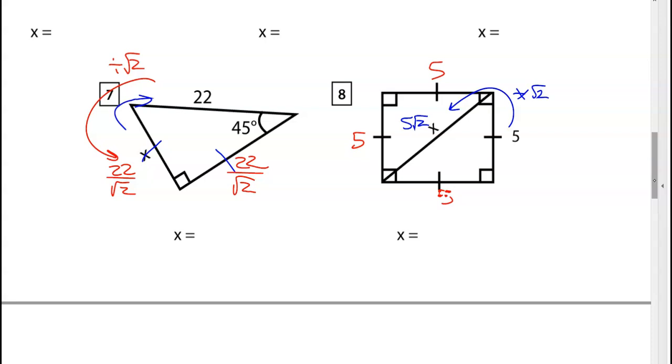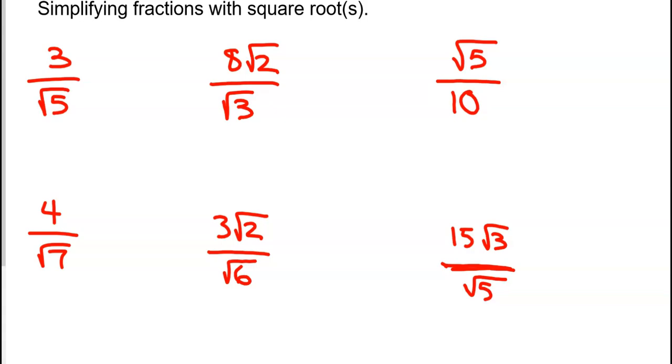Just get this handout up, we'll come back to it, and do some simplifying on 3 problems. When we have fractions with the square root in the denominator, we want to rewrite them so the denominator does not have a square root.